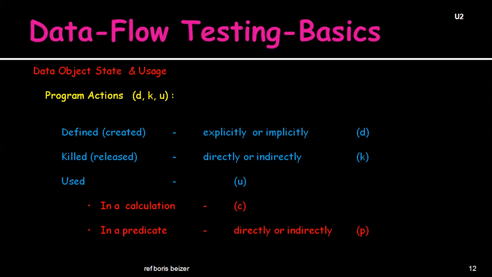Now coming to the second symbol, that is K: killed, released, undefined. When an object is released and it is no longer in use, then it is known as a killed object, which is similar to an undefined object. The object that is not available in the segment is known as an undefined object.